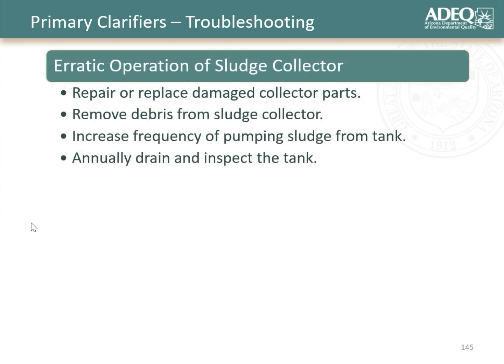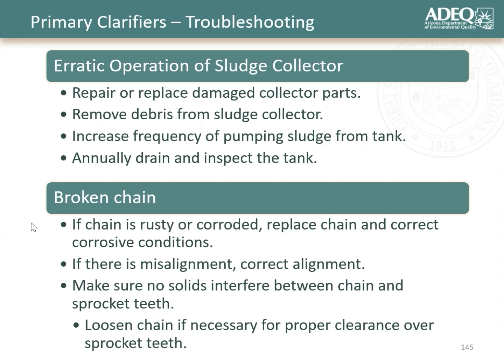To address erratic sludge collection removal operation, consider repairing or replacing damaged collection parts, remove debris from the sludge collector, and of course, increase the frequency of pumping sludge from the tank. And then also annually draining and inspecting your tank is also very important. Now, if you have a broken chain, obviously, if the chain is rusty or corroded, replacing the chain, thinking of like a rectangular clarifier, is also important. Make sure there's no misalignments with your chain system, and also make sure that no solids are interfering with the chain mechanism and the proper operation of that.